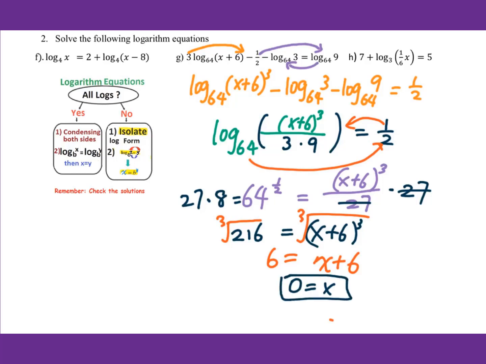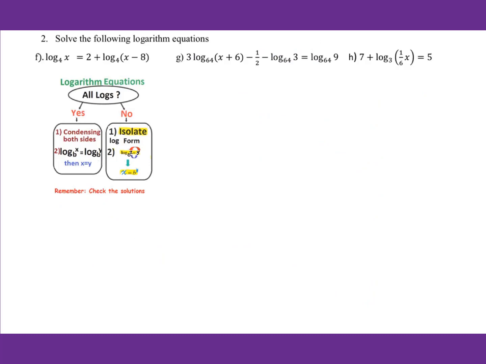Then check. We have the argument including x is x plus 6. This is 0. When you plug in, you got positive. That's why x equals 0 will be the solution. Look at the H. First of all, it's not all logs. Therefore, isolate the log on one side.